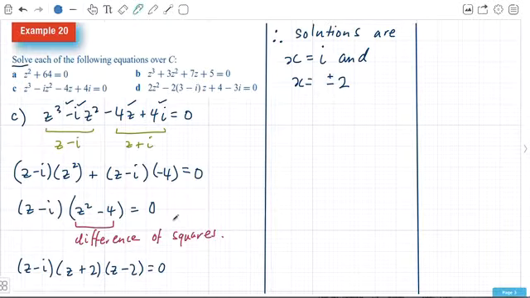Z equals i, be careful with that, I've put x. Shall we put Z? So Z equals i and Z equals plus or minus 2. Okay, there are three solutions for this particular polynomial.